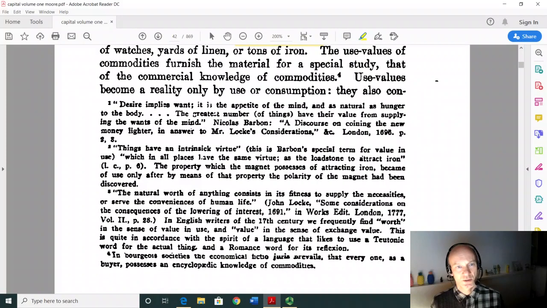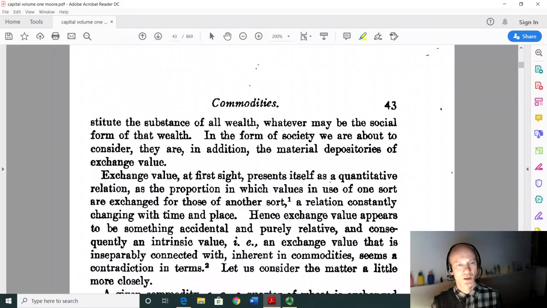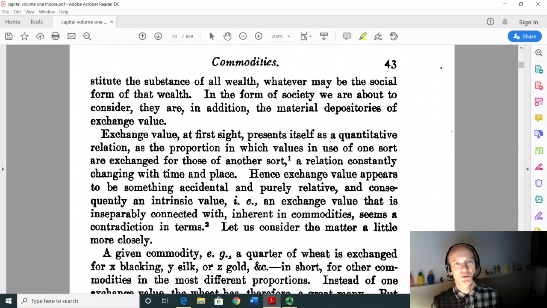So you see here lots of footnotes that we are not looking at now. But you might want to look at them because they are historically extremely interesting to see what Marx is working with when he writes this. So, they also constitute the substance of all wealth, whatever may be the social form of that wealth. So, this is quite typical of Marx's language. We have the substance of wealth and we have the form of wealth.